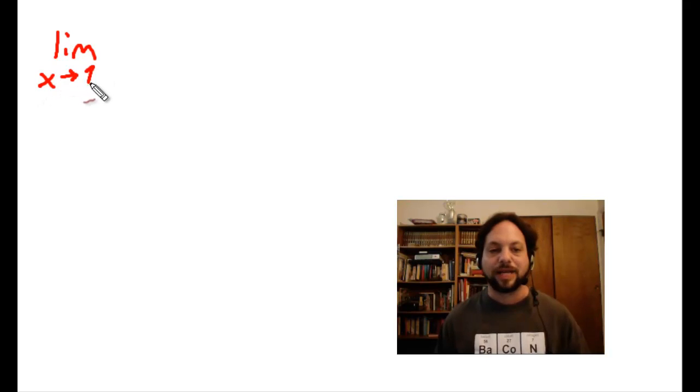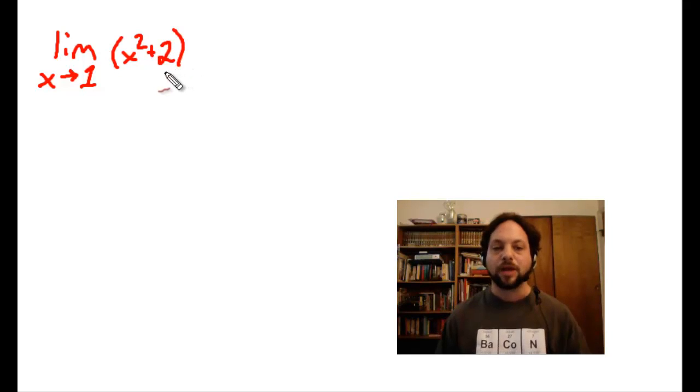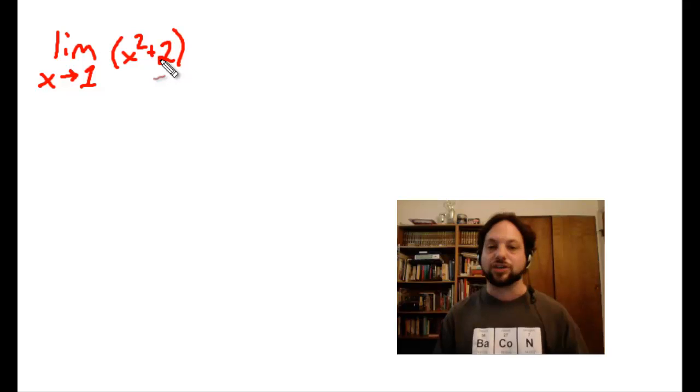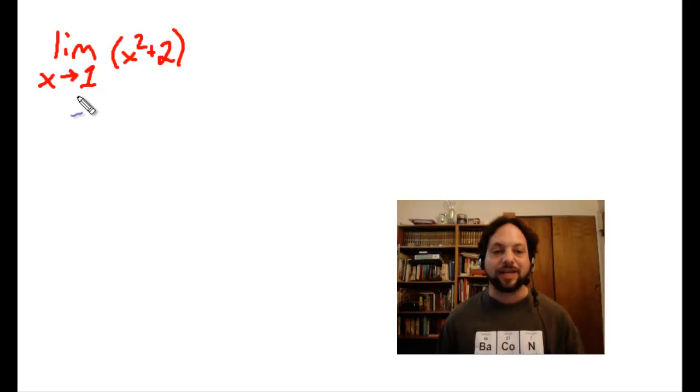If we look at the limit as x approaches 1 of the function x squared plus 2, this is just a function I'm making up here, x squared plus 2 is a continuous function. There are no holes, no discontinuities, no breaks, nothing like that. And because of that, this ends up being a very easy limit to evaluate. I can simply stick that x in there, direct substitution, and get that the limit of this function as x approaches 1 is simply 3.